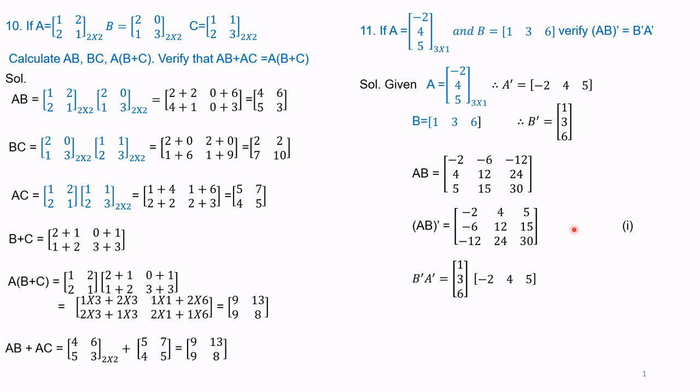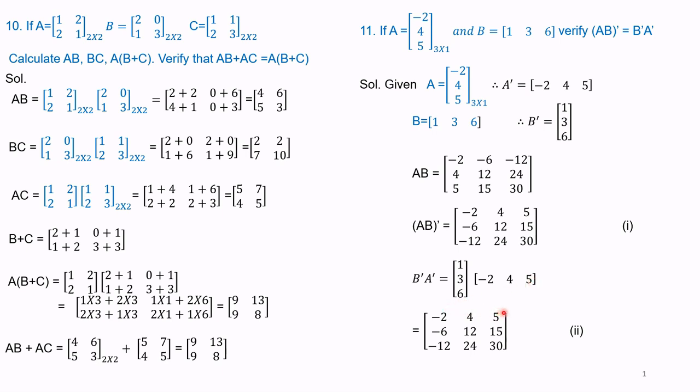Therefore, we have to calculate B dash A dash. B dash is 136 and A dash is minus 2, 4 and 5. Here we are calculating. So we get 1 into minus 2, 1 into 4 and 1 into 5 in the first element.